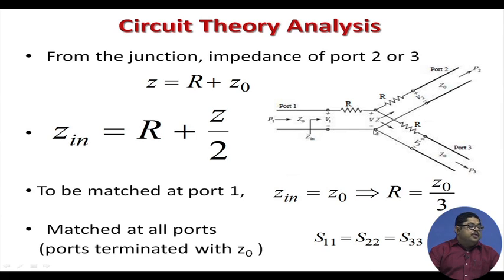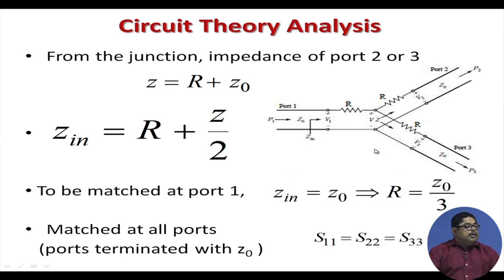But from the junction, if I look at this port 2, I will look at an impedance of R plus Z0, that is what I call small z, R plus Z0. Now, from this junction, if port 2 is showing R plus Z0, port 3 is also showing R plus Z0, these two are in parallel. So, Z in from the junction, I will see R plus Z0 by 2, equal resistances in parallel, half. So, R plus Z0 by 2, that is small z.